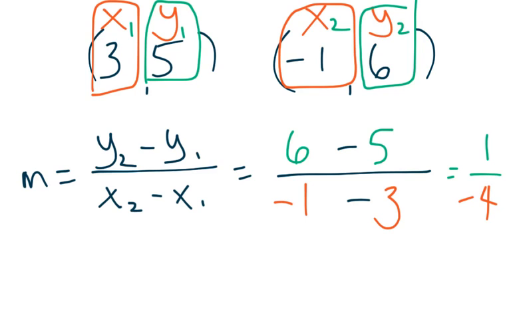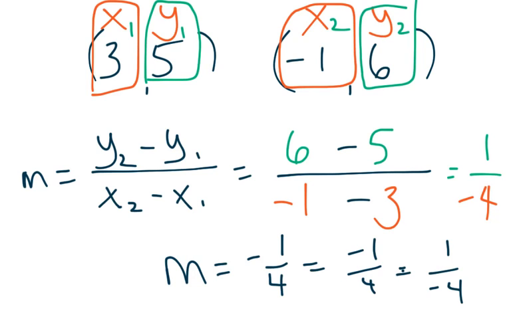So I'm going to write it down here. The slope is -1/4. And don't forget, you can put that negative out front, you can put it with the 1, you can put it with the 4. It does not change anything. The slope is negative 1/4.